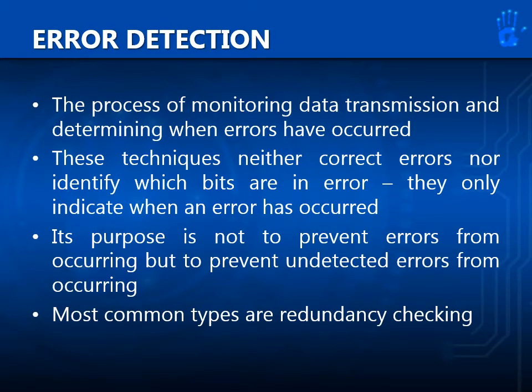Error detection. Error detection is the process of monitoring data transmission and determining when errors have occurred. These techniques neither correct errors nor identify which bits are in error. They only indicate when an error has occurred. Its purpose is not to prevent errors from occurring, but to prevent undetected errors from occurring. The most common type of error detection is, of course, redundancy checking.